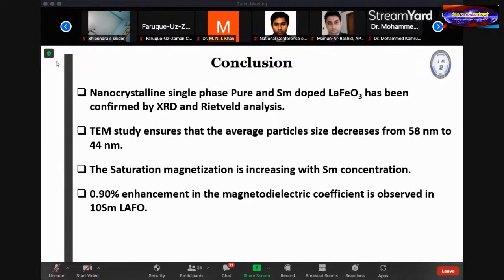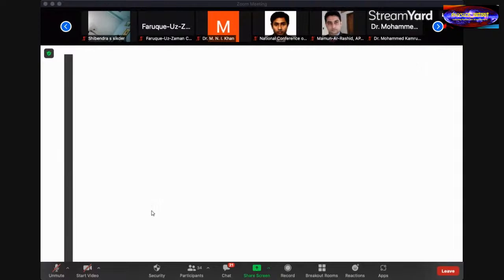In conclusion, nanocrystalline single phase pure and samarium doped lanthanum ferrite has been confirmed by XRD and Rietveld analysis. TEM study ensures that the average particle size decreases from 58 to 44 nanometers. Saturation magnetization is increasing with samarium concentration. 0.90% enhancement in the magnetodielectric coefficient is observed in the 10% samarium doped lanthanum ferrite.